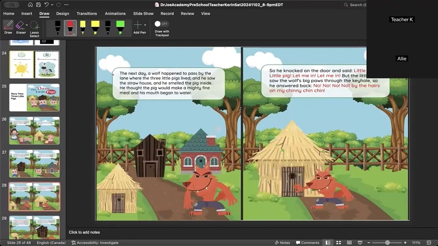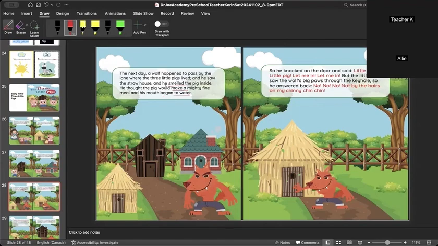Can you read this? The next day, a wolf happened to pass by the line where the three little pigs lived, and he saw the straw house, and he smelled the pig inside. He thought the pig would make a mighty fine meal, and his mouth began to water.